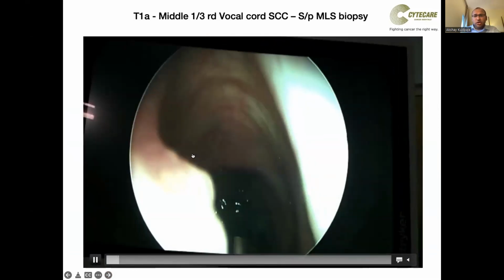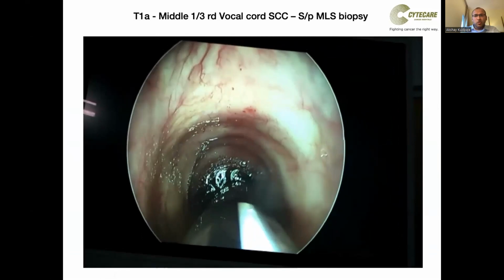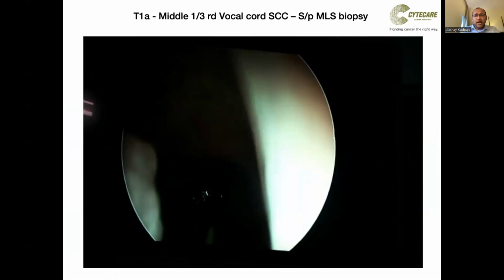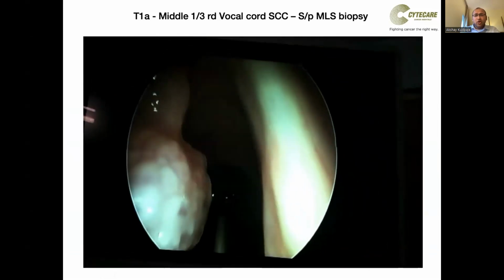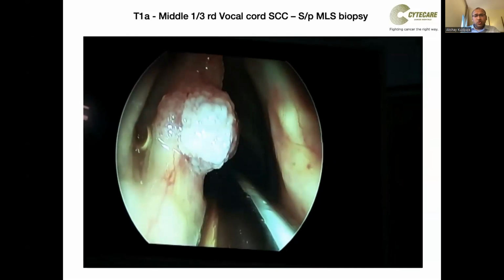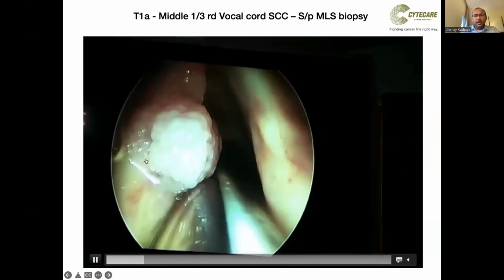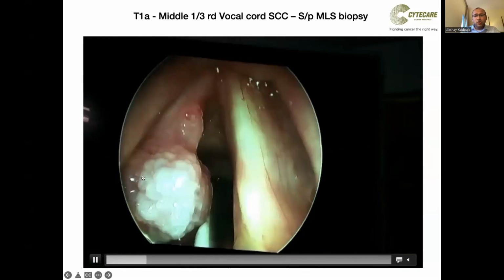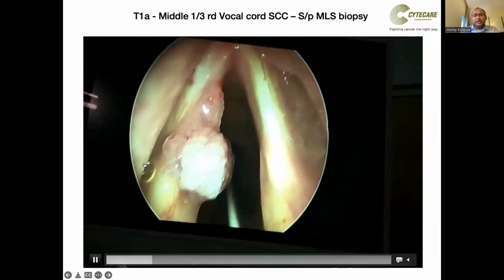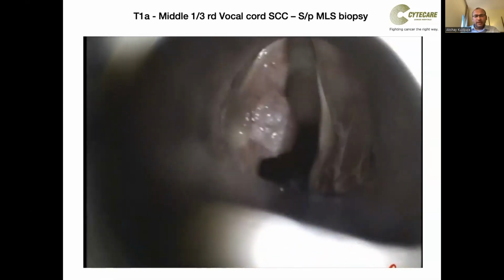We always do a telescopic evaluation with the 0 and 30-degree endoscope to ascertain the subglottic extension, the anterior commissure extension, as well as the ventricular extension. And you also use a blunt suction tip or a blunt instrument to palpate the paraglottic space as well as the arytenoid. In certain situations, you can also do a saline injection to ascertain whether the ligament is involved or not. Thereby, you can plan your depth of resection.